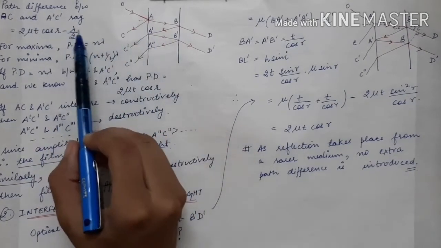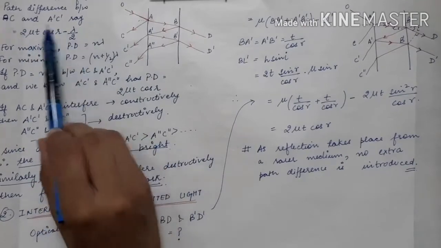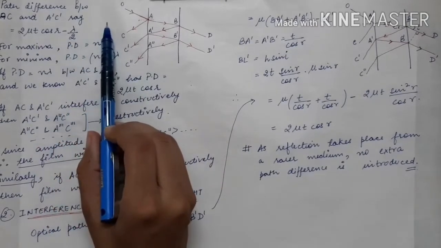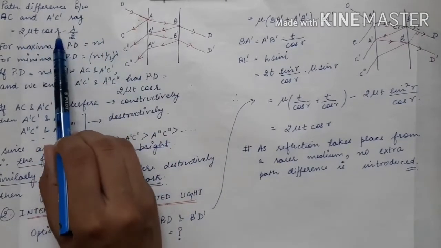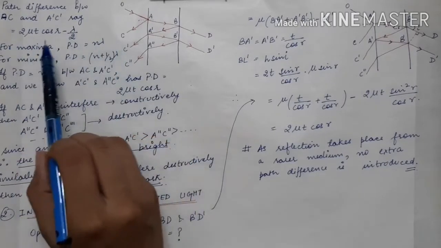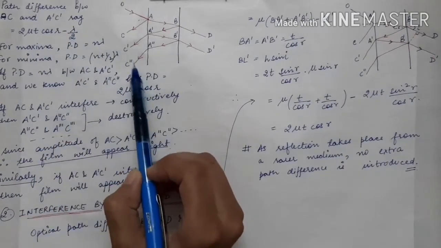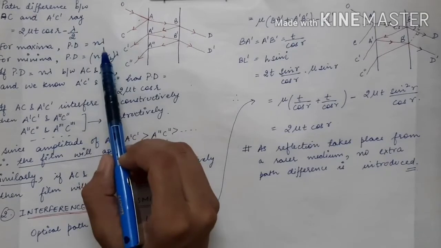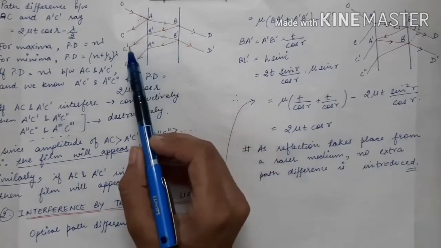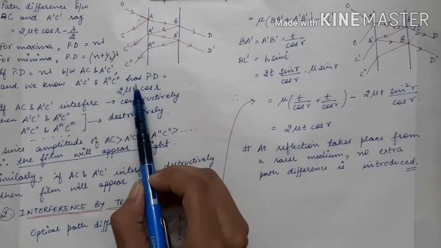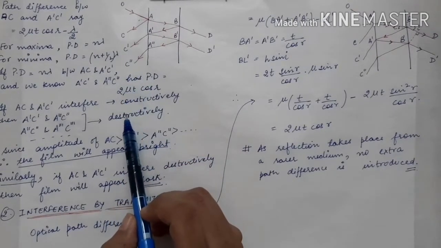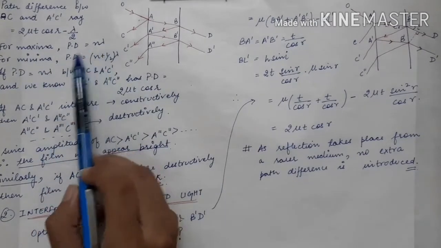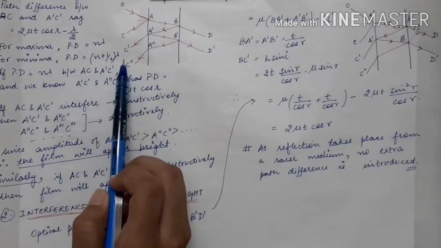You can find this by equating the path difference between the first two reflected rays to n lambda. From there you will get 2 mu t cos r equal to n plus half lambda, and 2 mu t cos r is the path difference between the second and third reflected ray, which is the condition for destructive interference. Hence the second and third ray, then third and fourth ray, fourth and fifth reflected ray, will interfere destructively. So for maxima, path difference should be equal to n lambda, and for minima, path difference should be equal to n plus half lambda.